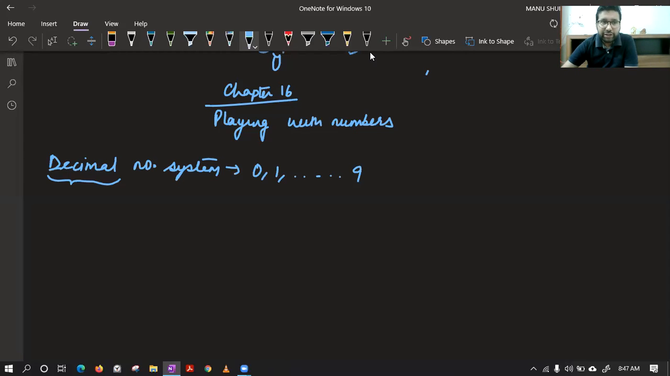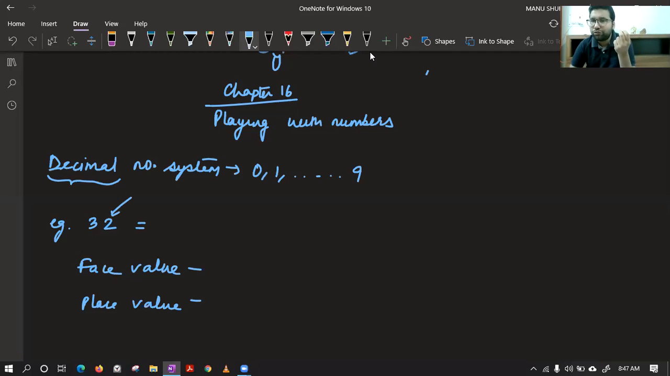Now, if we have a number 3, 2, that is 32, what do we call it? Actually, we have position weights. If we have a number 32, we have some position weights. And we have two things, face value and place value. Class, you must have seen we have two concepts, face value and place value. What is the face value of 2? It is 2 only. Very good.